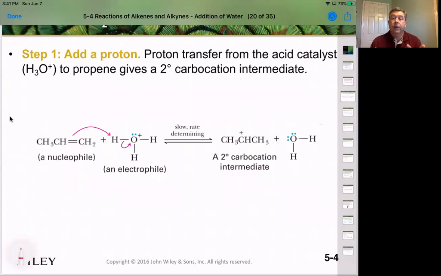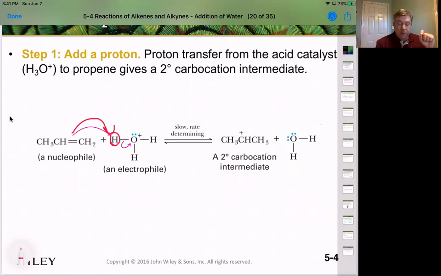The first thing we want to do is protonate water. When we protonate water, that turns it into our Lewis acid. We have a hydrogen here willing to accept that electron pair from the alkene. So in this case, both electrons from the double bond are going to reach out and grab that hydrogen to create a new sigma bond.